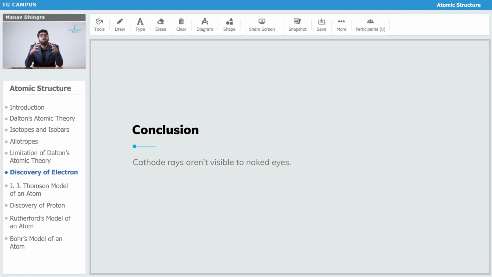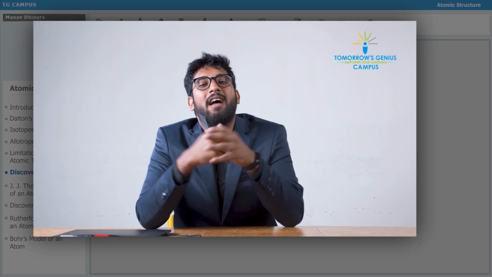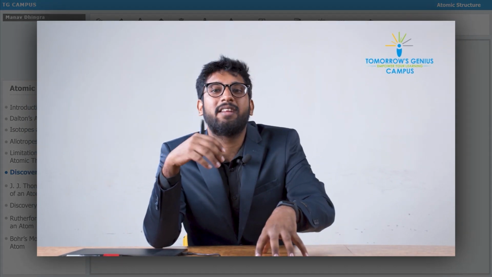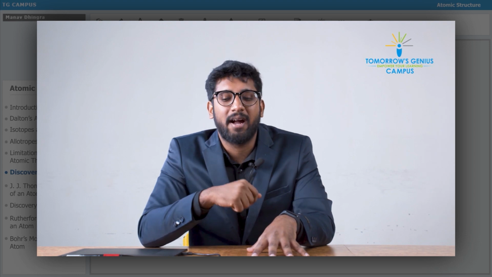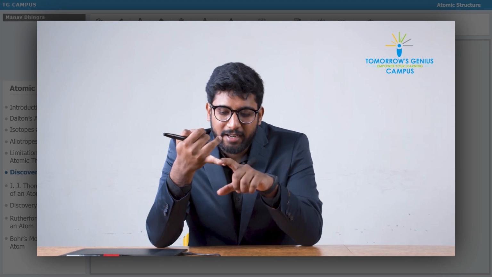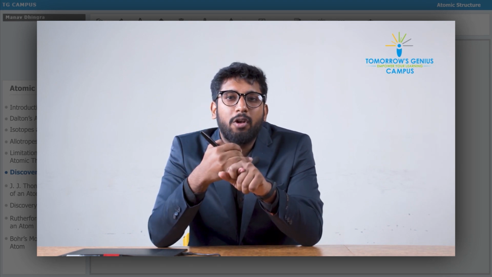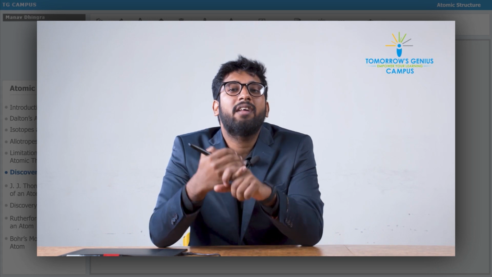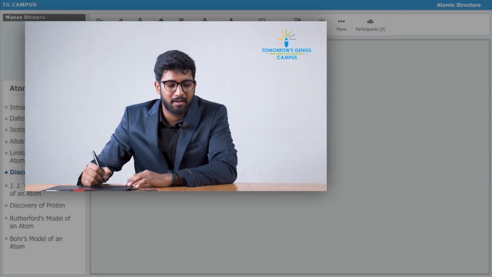The next one was, cathode rays were not visible. The cathode rays were not visible to the naked eye. So that told us that cathode rays are made up of very small particles. As we have said, if we cannot see something, it means it is made up of very small particles. So the conclusion came that cathode rays are negatively charged. They are made up of very small particles which have very low mass but have some mass.